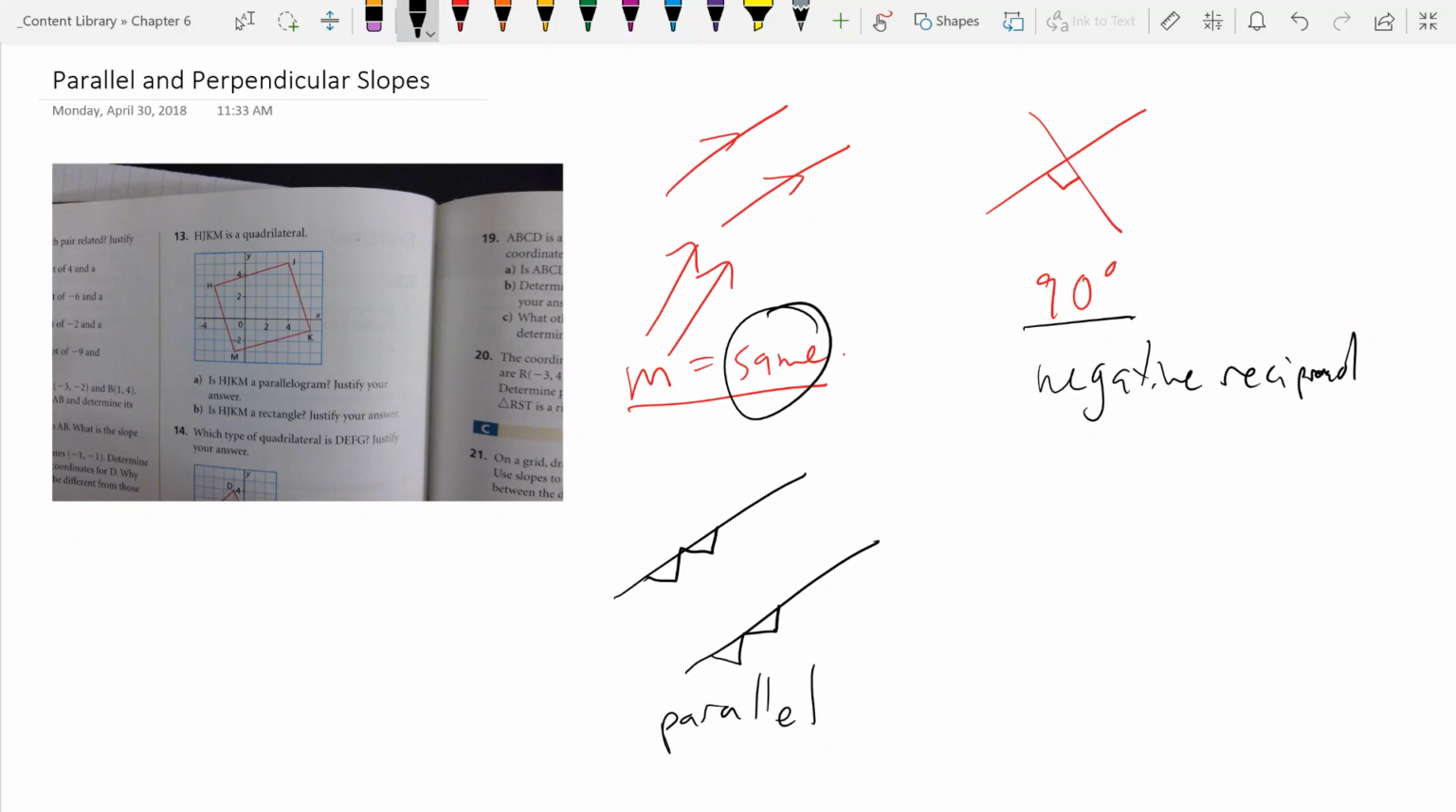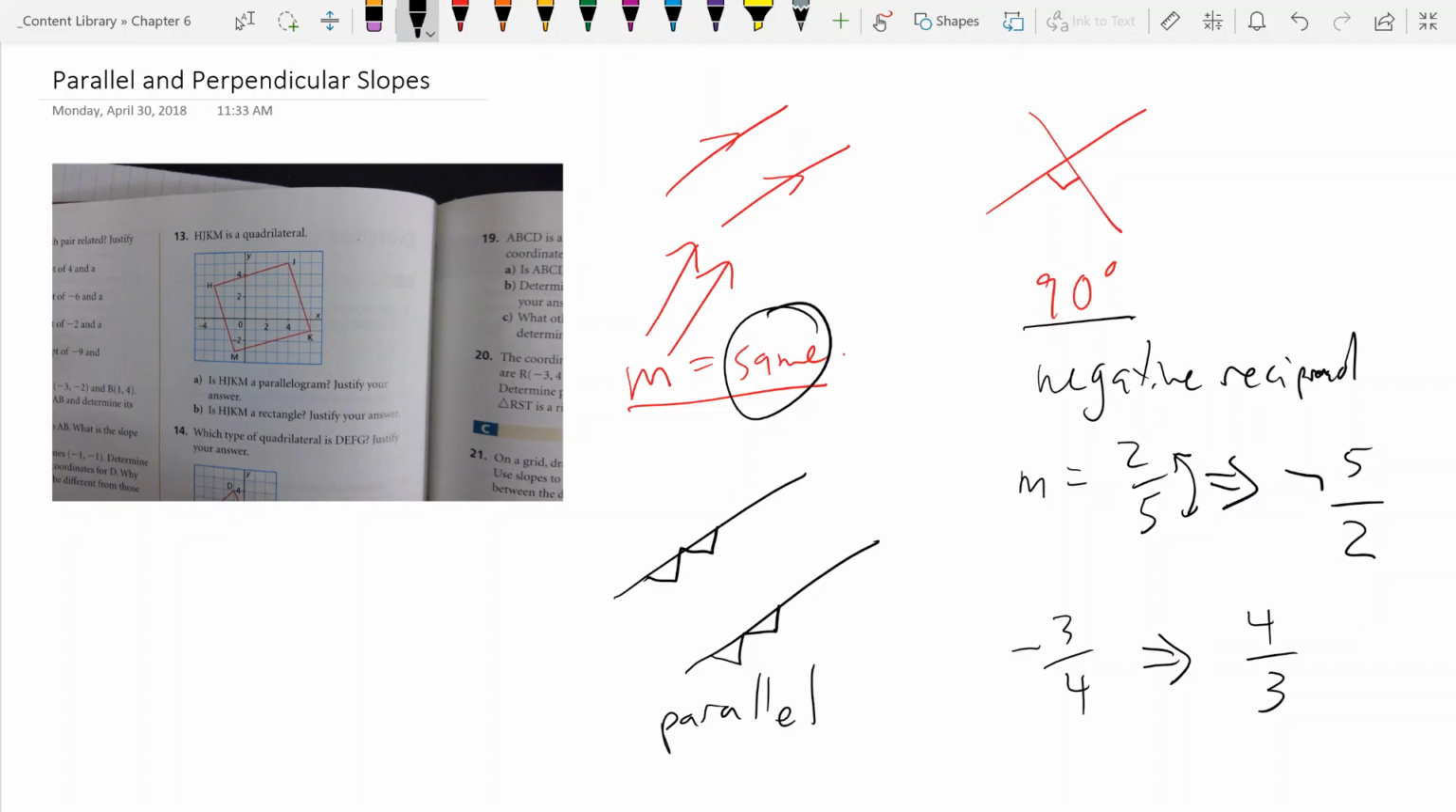Okay? So for example, if the slope of the first one was 2/5, the slope of a perpendicular line would be negative 5/2. So you flip the numbers upside down, and then you make it negative or positive. Another example would be if it was already negative 3/4, the perpendicular slope would be 4/3.